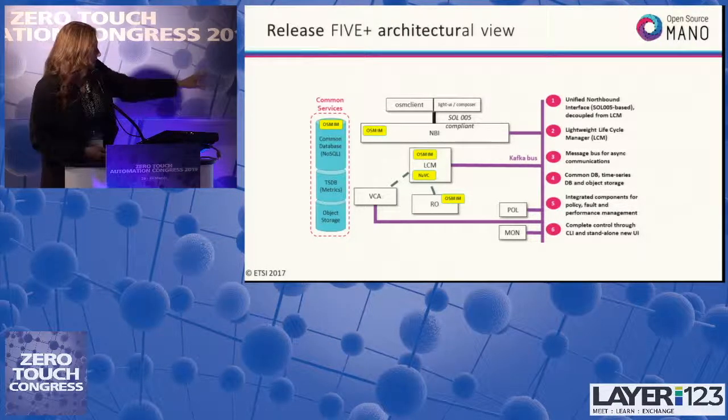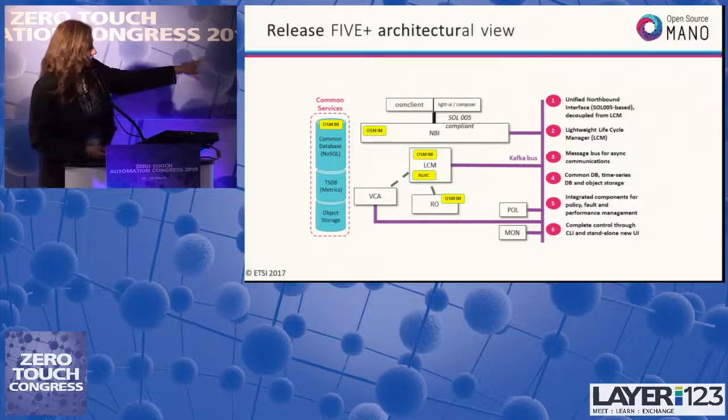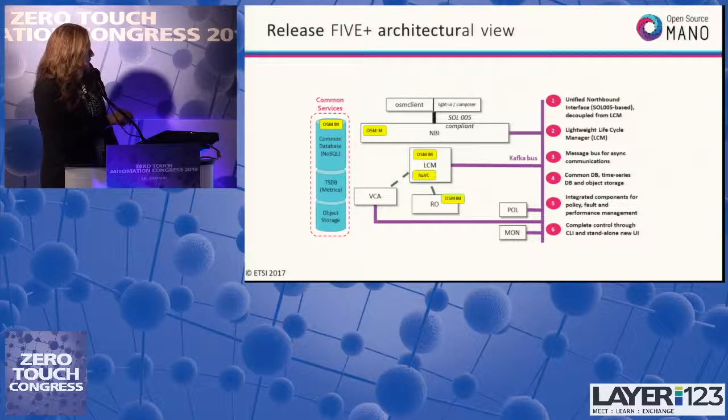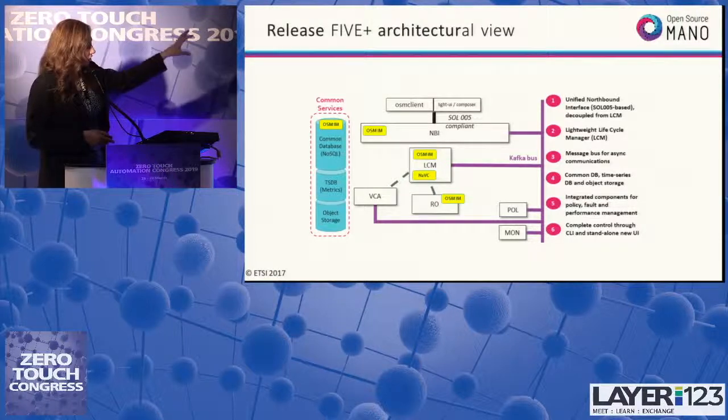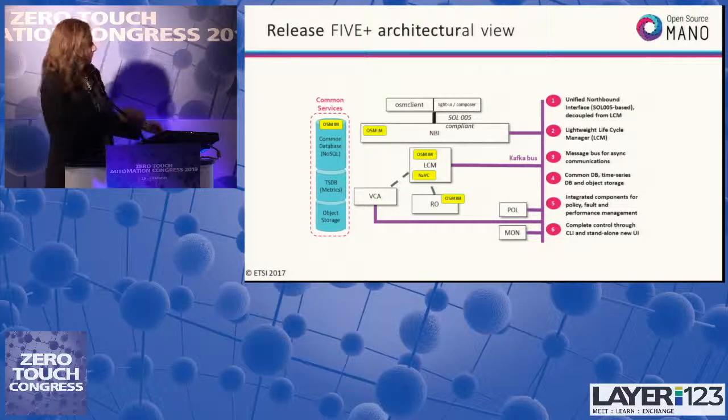Then when you drop down a layer, you have LCM, which is what we call our lifecycle management area. And inside that, you'll see that we have our OSM IM, that's our information model. That's stored in the database. It exists in the northbound API. It exists in the lifecycle management module. It exists in the resource orchestrator because the information model touches all of these various components.